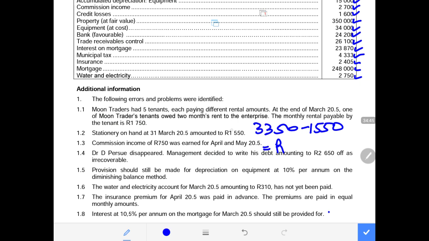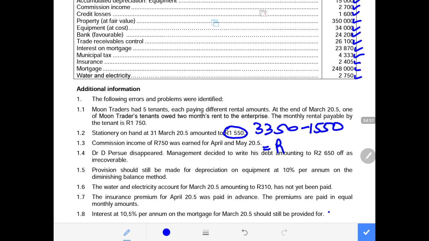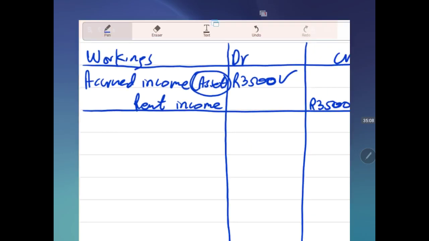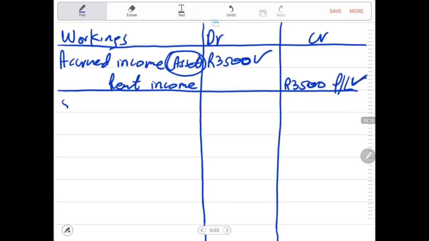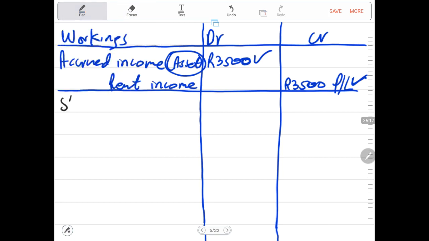Now, in other words, this stationery is an asset. It's an inventory left at the end of the year. That's my focus. It's inventory left at the end of the year. So we need to acknowledge any stationery that is left at the end of the year as an asset. Stationery on hand is an asset. Please be mindful of that. Stationery on hand is an asset. So now we need to acknowledge that there is an asset at the end of the year, which is stationery on hand.